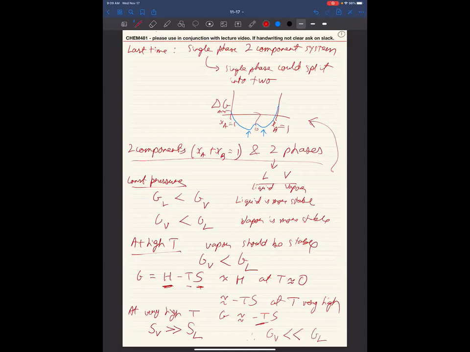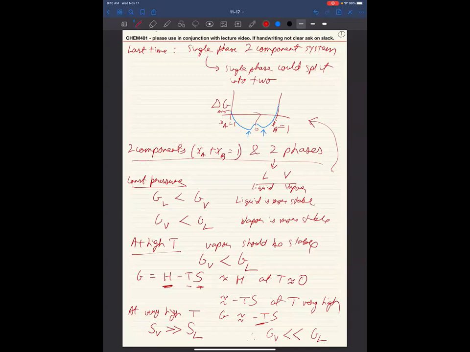I'm going to pause here for a moment for people who came late so they can catch up. We are talking about two components, A and B, and two possible phases, liquid and vapor. We just showed that at very high temperature, vapor should exist, as common sense suggests, and also because Gibbs free energy is lower, since Gibbs free energy is almost entirely entropy at very high temperature. Let's keep this in mind, start decreasing the temperature, and see what happens.